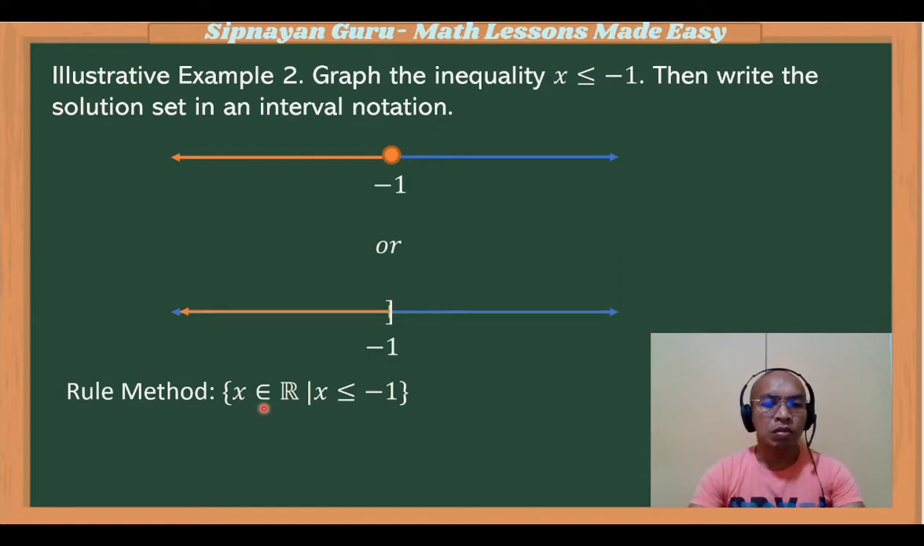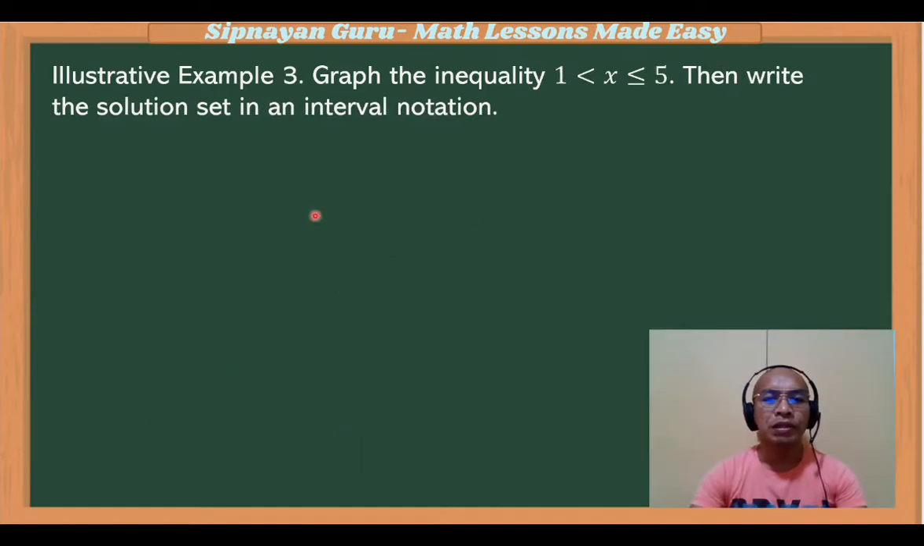In rule method, this will be stated as x is an element of the real numbers such that x is less than or equal to -1. In interval notation, our lower boundary is -infinity and the upper boundary is -1. Since this is less than or equal to -1, that would mean that -1 is part of the solution set, so we put a bracket.